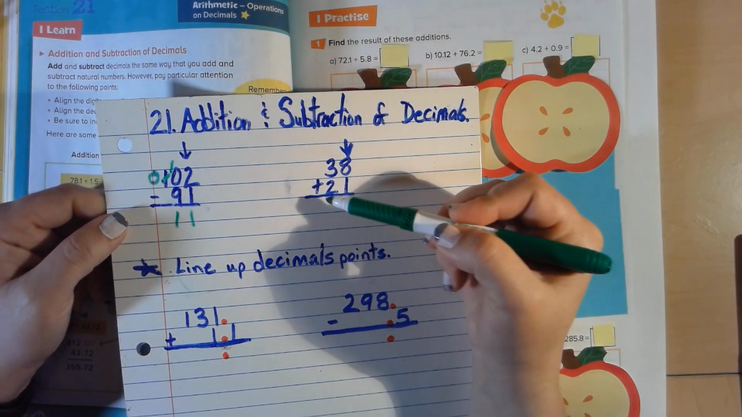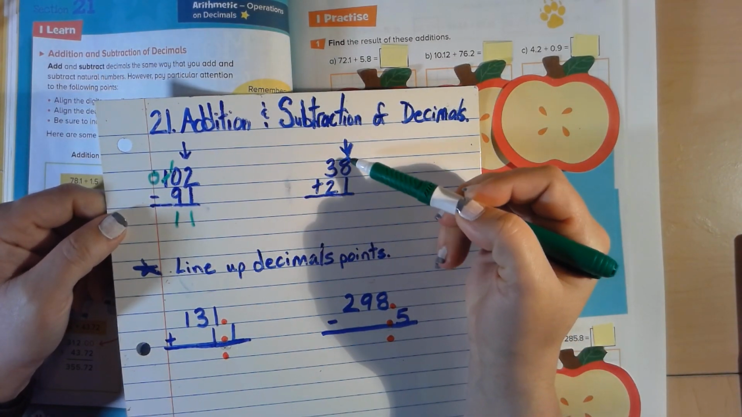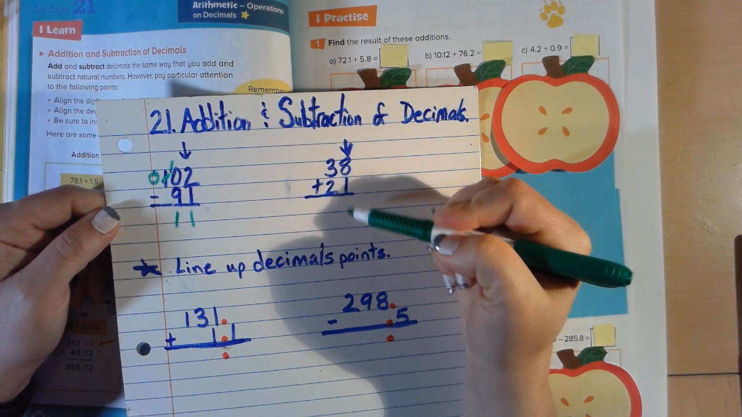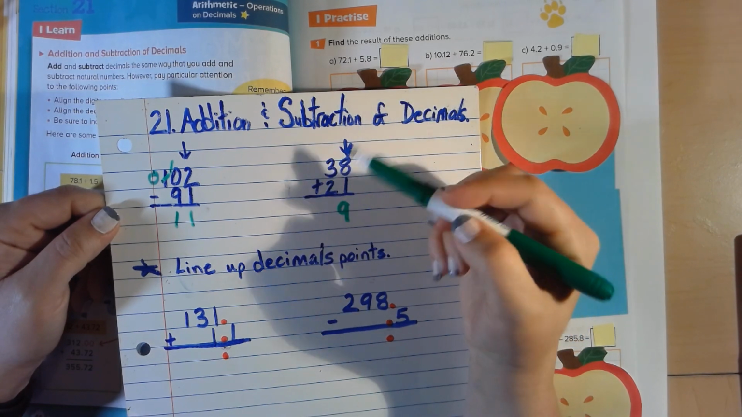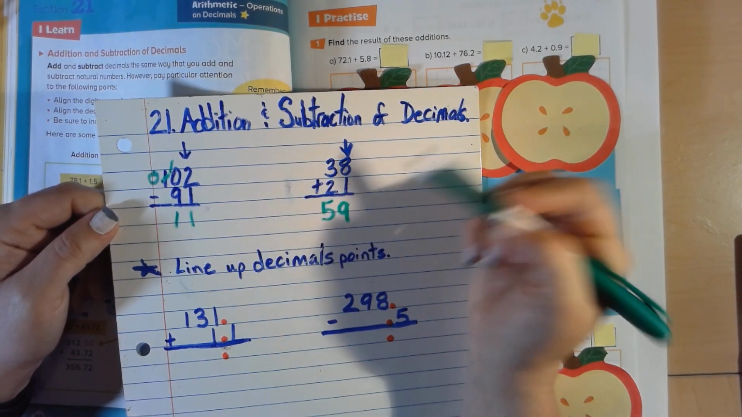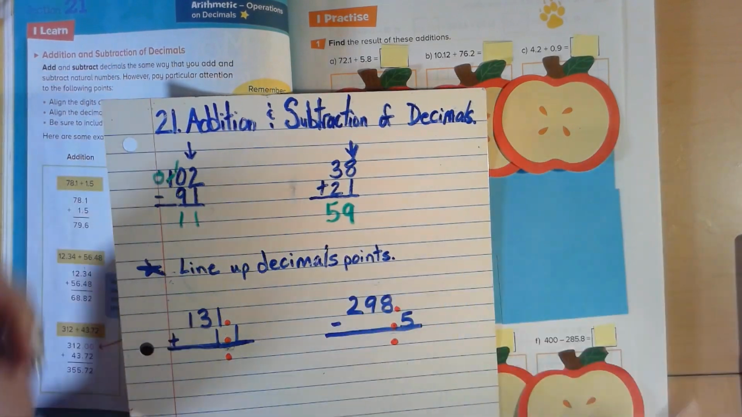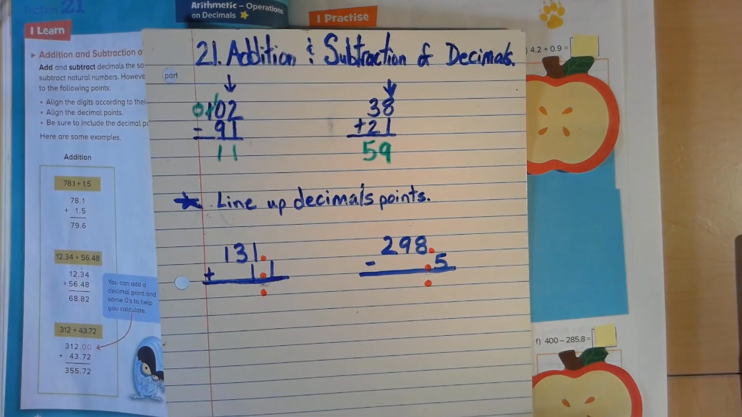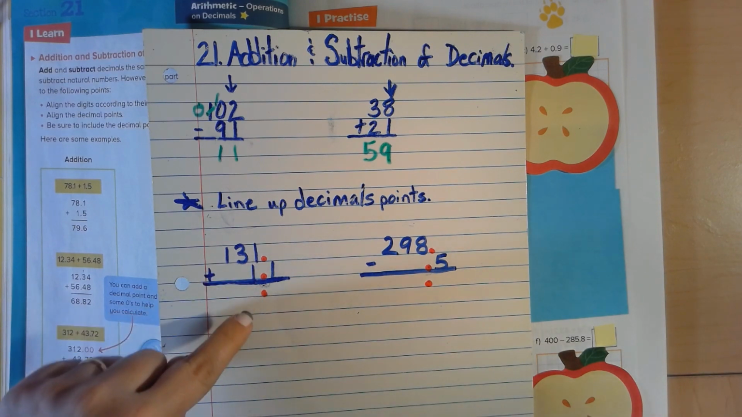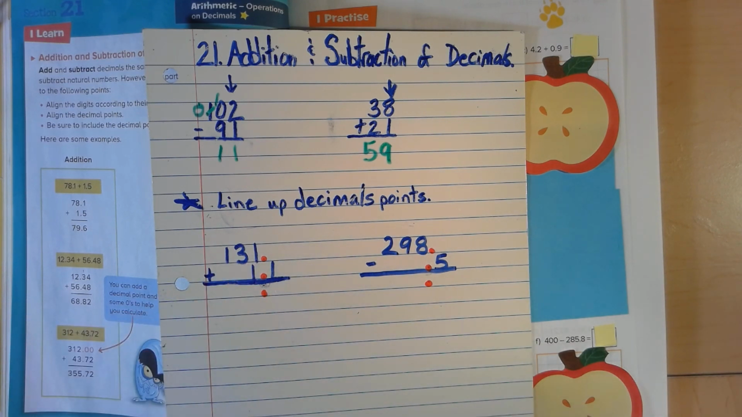The same is true when you're adding. You're going to start with the column with the least value. So here it's our ones column. So 8 plus 1 is 9. 3 plus 2 is 5. 38 plus 21 is 59. This is where it gets a little tricky. So now we're using decimals. And I put the decimals in red here for you.